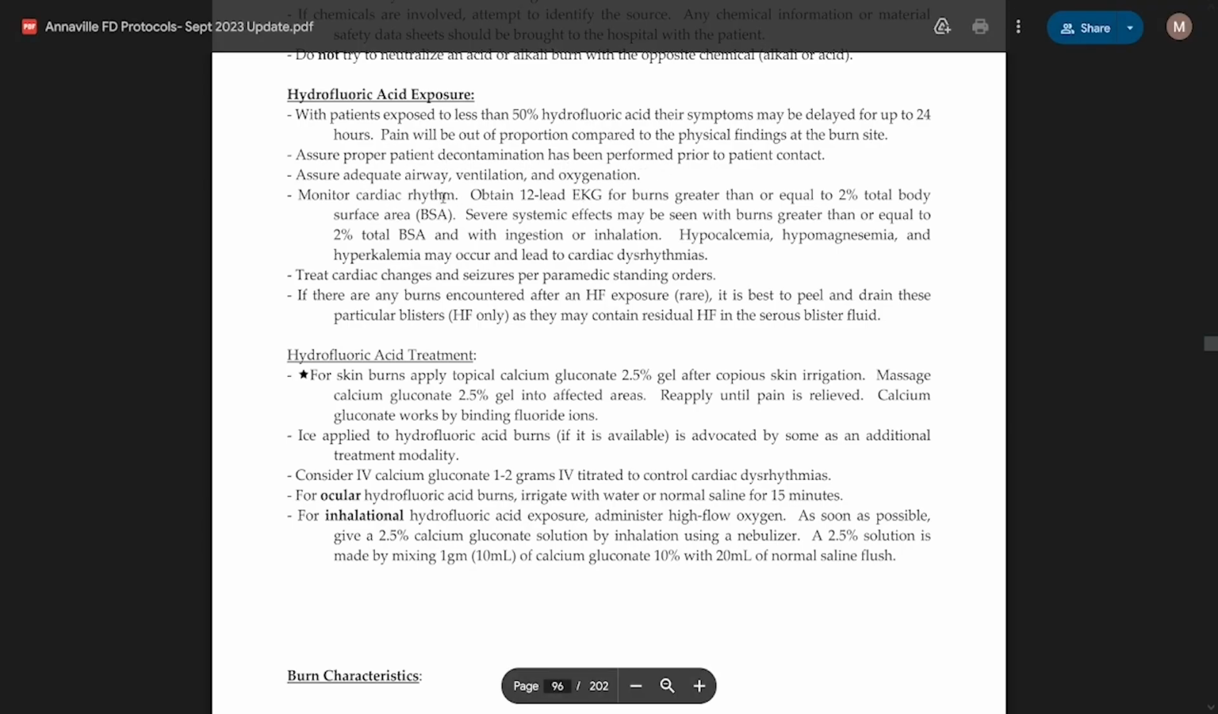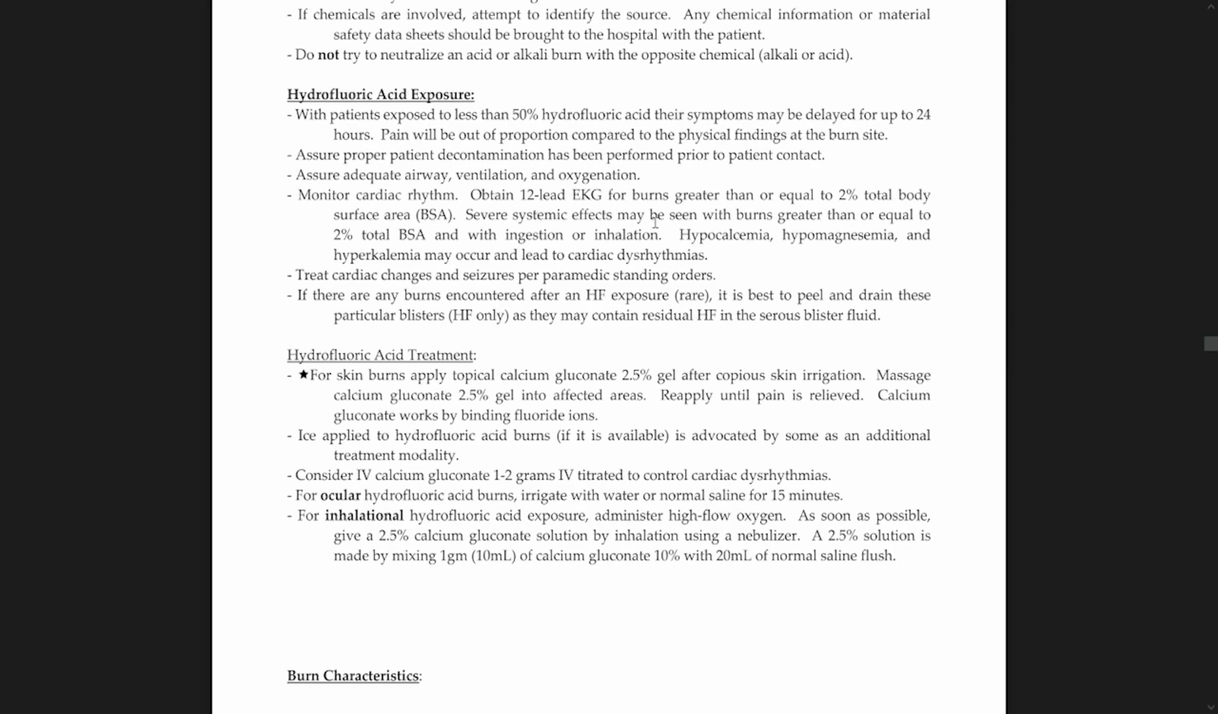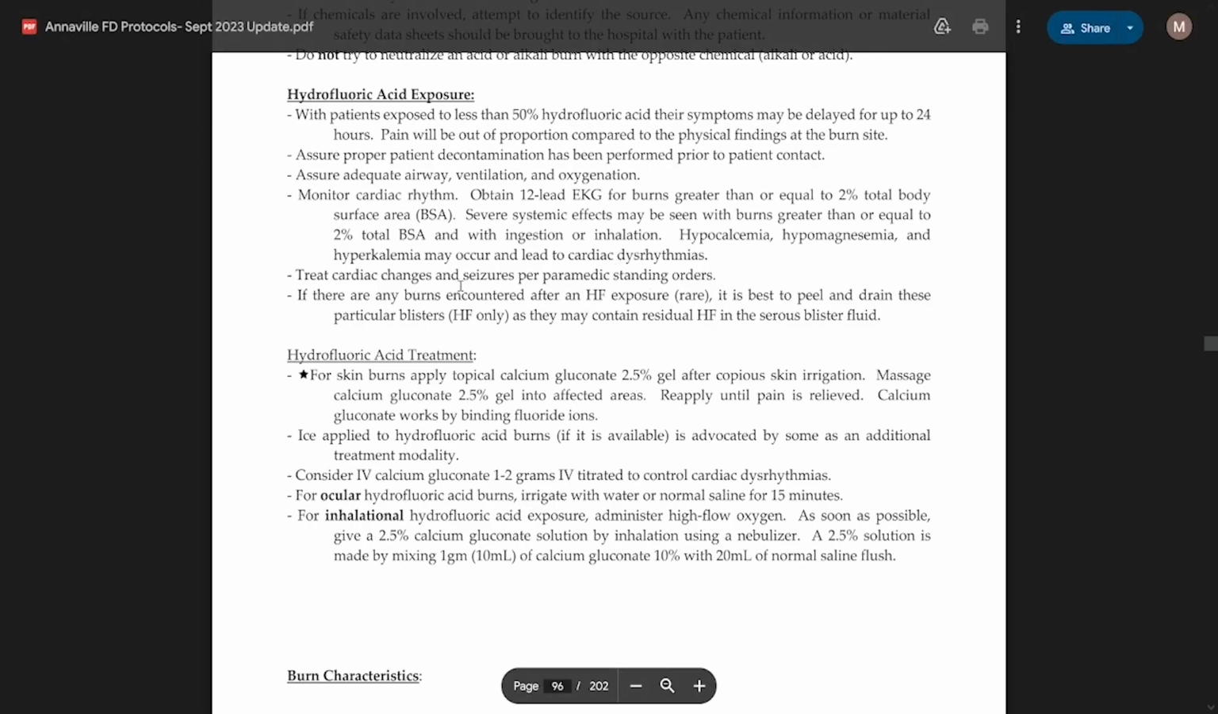Monitor cardiac rhythms. Obtain a 12 lead for burns greater than or equal to 2% of the total body surface area. Severe systemic effects may be seen with burns greater than or equal to 2% total body surface area and with ingestion or inhalation. Hypocalcemia, hypomagnesemia, and hyperkalemia may occur and lead to cardiac dysrhythmias. Treat cardiac changes and seizures per paramedic standing orders.